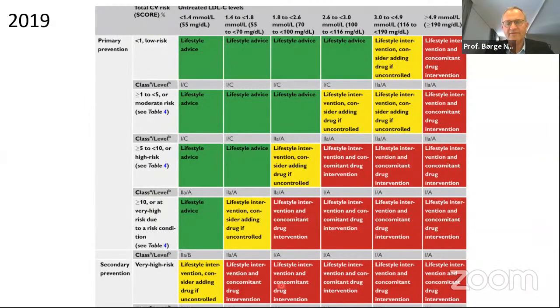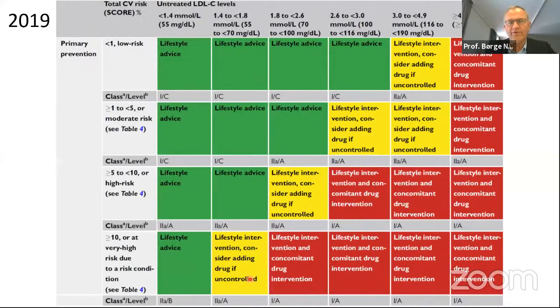So if you have atherosclerotic cardiovascular disease, as soon as LDL cholesterol is more than 1.4 millimole per liter or more than 55 milligram per deciliter, you will bring it down by drug treatment. Focusing now on primary prevention, for the ones with the highest risk, if LDL is above 70 milligram per deciliter, you will try to bring it down.